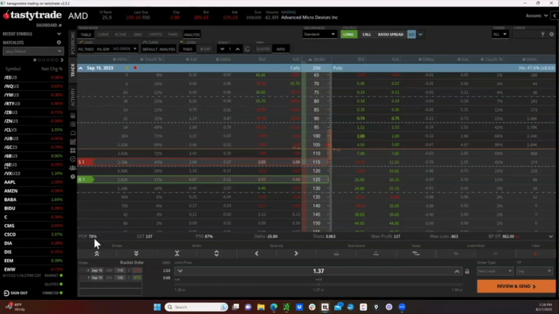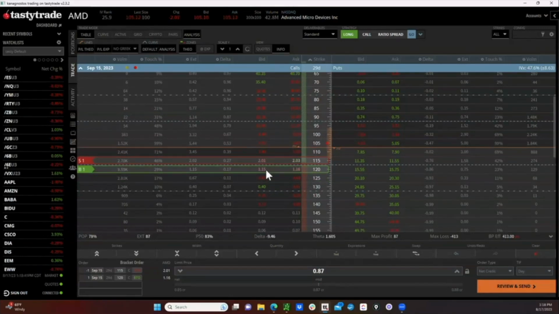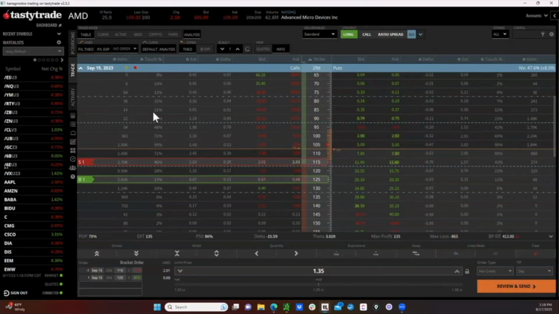Probability of profit is 78%. We get almost 16 short deltas and a daily theta of $3.06. If you wanted to lower your risk even further, you could also move that long call in to the 120 call. That lowers your max loss and capital requirement down to $413, but of course it also lowers your max profit. Let's go over to the risk graph.